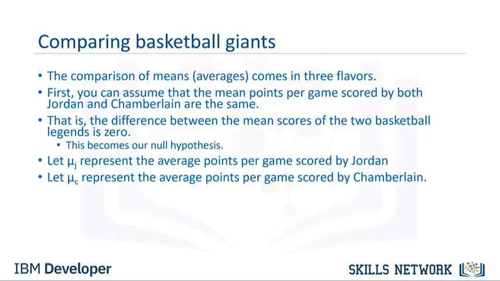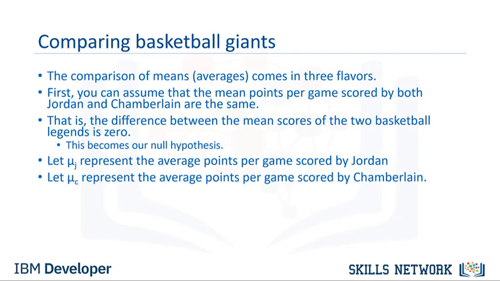First, we can assume that the average points per game scored by the two players, Jordan and Chamberlain, are the same. That is, the difference between their mean scores is zero. If the averages are the same, the average of one minus the average of the other should be zero. And this becomes our null hypothesis.